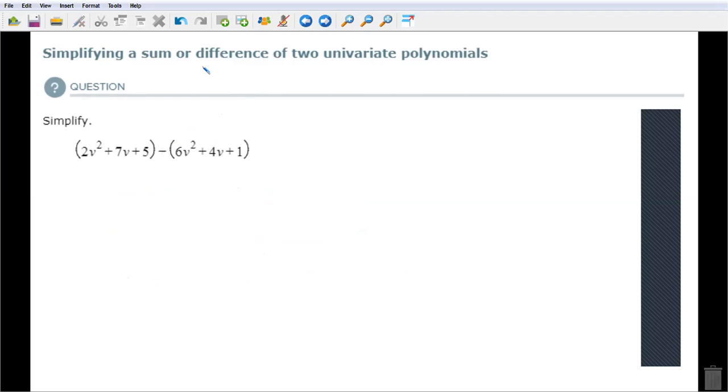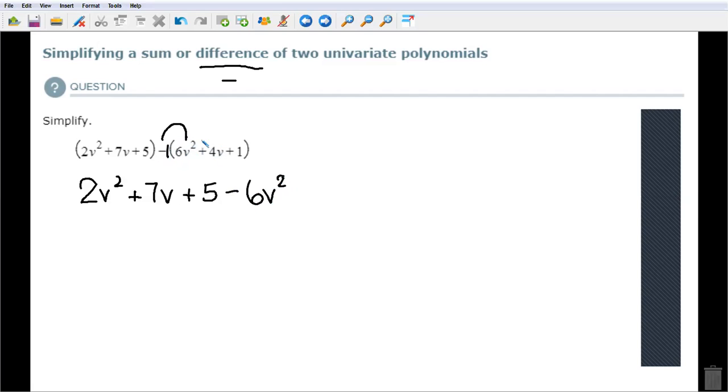Now, when you have a subtraction or a difference, so to speak, there is one thing that makes this a little bit more complicated. Just like in the first two, we're going to take that first set of parentheses and we're going to get rid of them. We do not need the first set of parentheses. But now, when we distribute this number in front, this is a negative 1. So what's going to happen is we're going to take that negative 1 and distribute it to every term on the inside. So 6v squared turns into negative 6v squared.